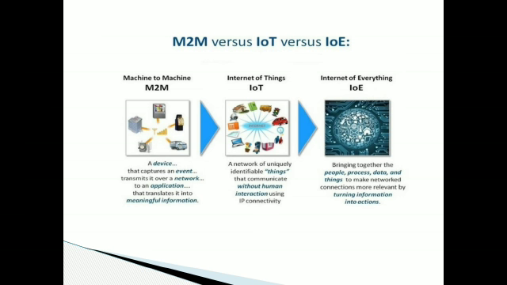So what is IoD? Internet of Digital. IoH stands for Internet of Human. IoT stands for Internet of Things. All together is said to be IoE, Internet of Everything. Bringing together the people, process, data and things to make networked connections more relevant by turning information into actions.